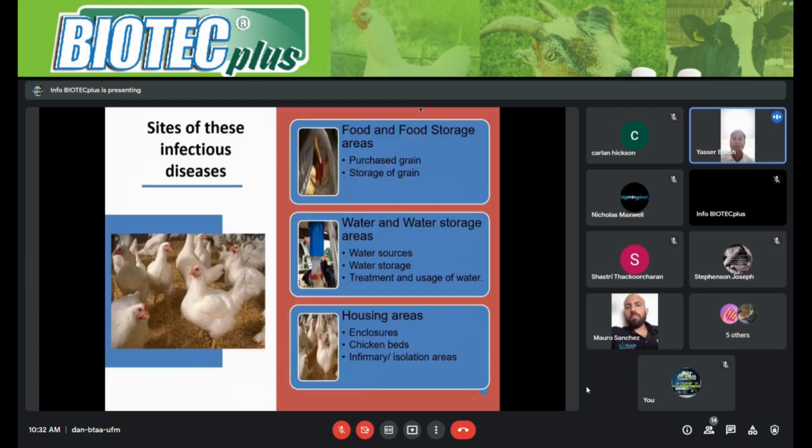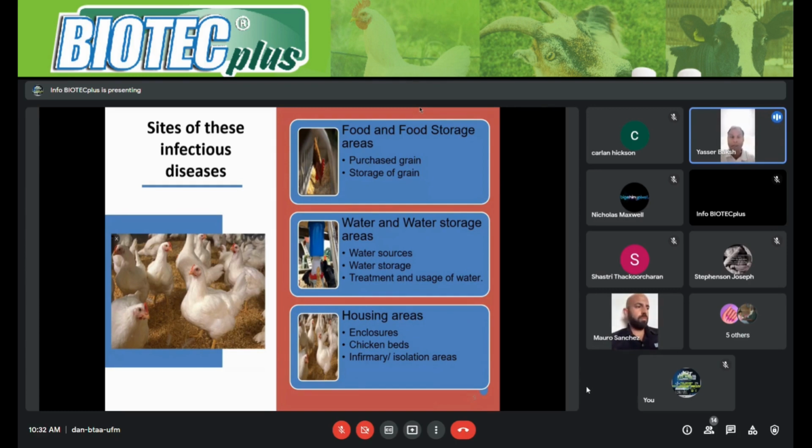So we have sites of infectious diseases, right? Very quickly we touch on these. We have the food and the food storages, the water and water storage areas, and the housing areas. We have little points on each one of them. In your food, you have your purchased grain and your storage grain. So you have your grain that you're going to get from somewhere else.